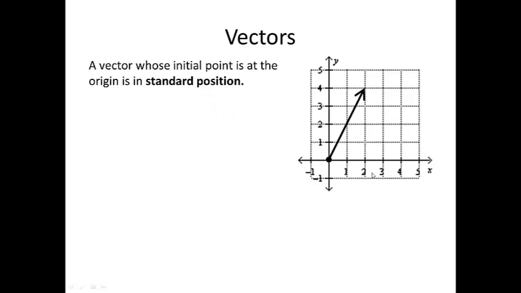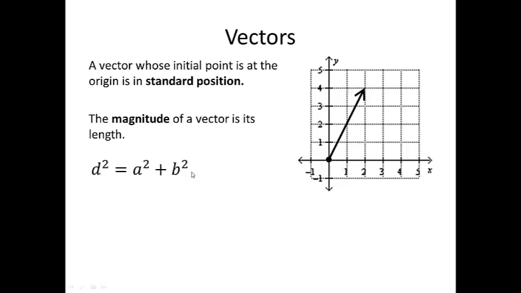A vector in standard position. If you put the initial point, the starting point at the origin, 0, 0, then that vector is in standard position. And the magnitude is how long it is. We like standard position because it makes our formulas much easier. And to find how long this is, we use the distance formula, or the Pythagorean theorem. A squared plus B squared is equal to C squared. That's a right triangle, right?